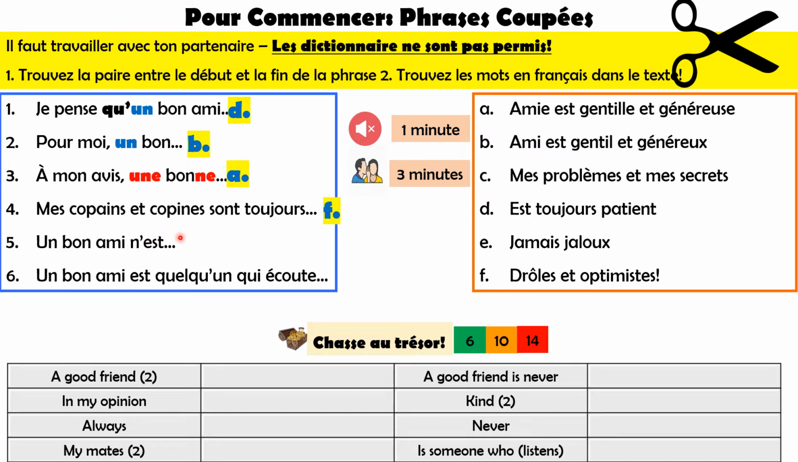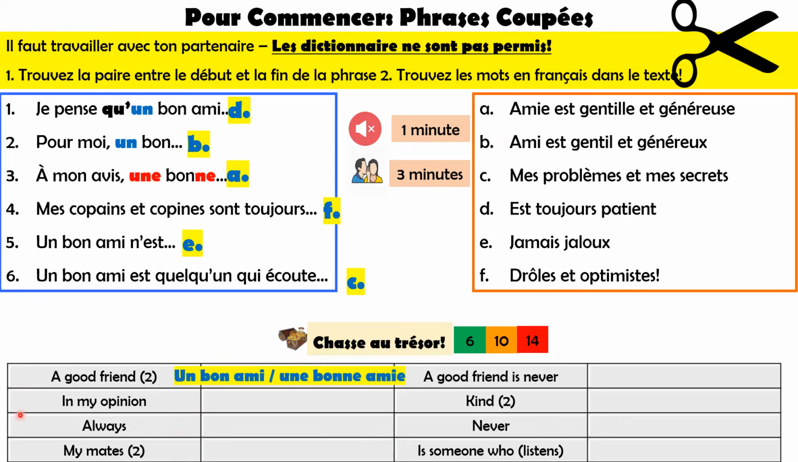So is, you need another negative here, n'est jamais jaloux, voilà, c'est E. Et donc, numéro 6, un bon ami est quelqu'un qui écoute mes problèmes et mes secrets, c'est. Alors, bon effort, 6 pour ça. Puis, cherchez dans le texte pour le vocabulaire ici.